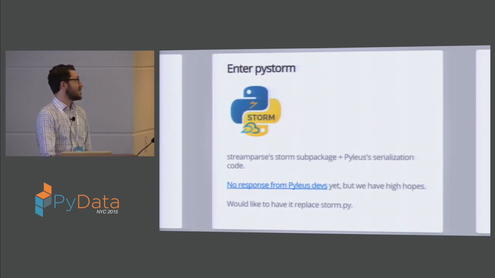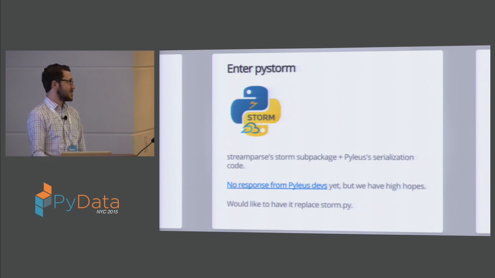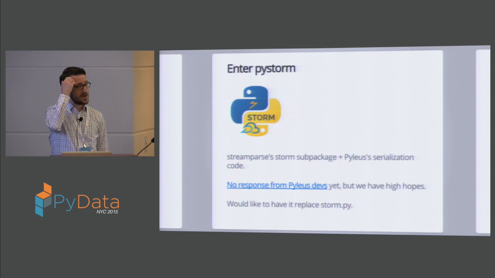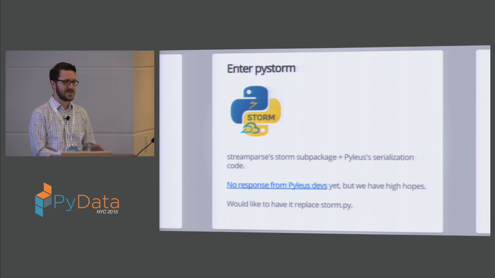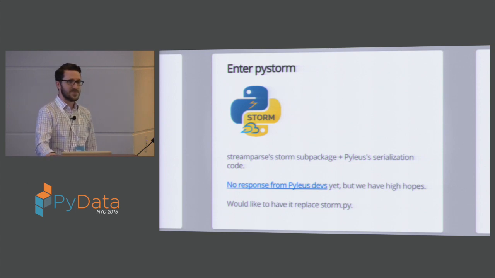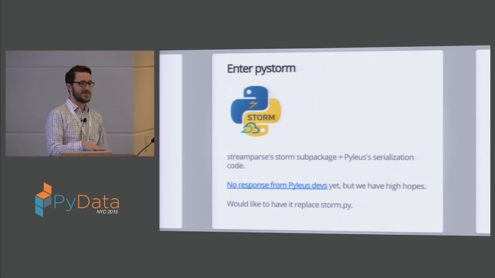What PyStorm is: there was a sub package inside Streamparse that handled the IPC stuff, and I split that out into its own project. I even made it in a separate organization on GitHub, so it doesn't look like it's owned by Parsley. It's just PyStorm/PyStorm on GitHub. And then I took the pyleus serialization code, which was the only thing that they had that was different from us, and I put that in there. And so it's completely backward compatible for their end.